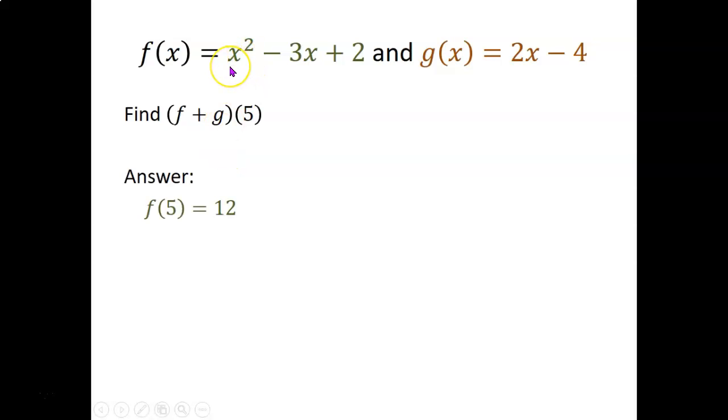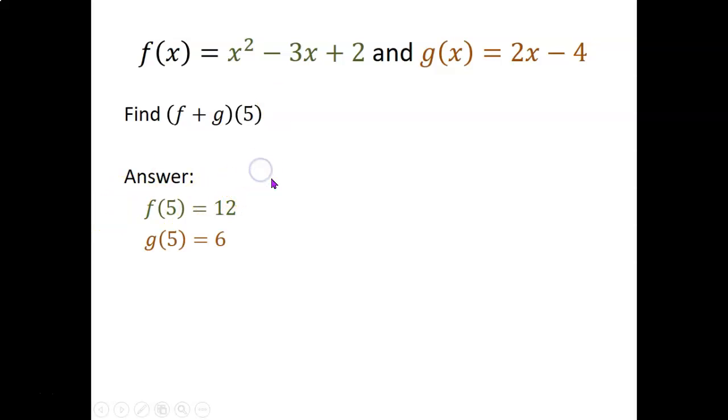So f of 5 would be, if we take f and put 5 in for x, we get 5 squared, which is 25, minus 3 times 5, which is 15, plus 2. So 25 minus 15 is 10, plus 2 is 12.